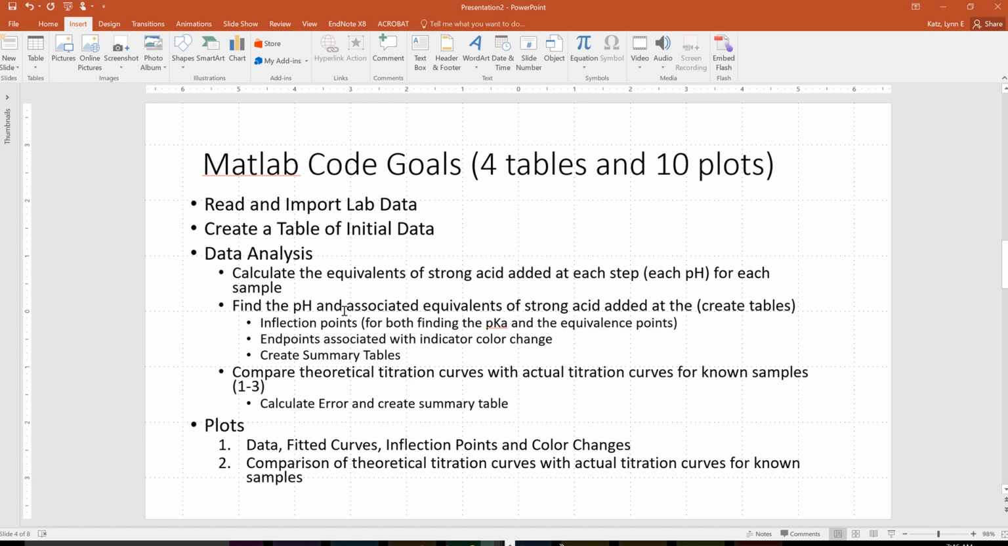Okay. So, once that's done, we also obtain plots. For each of the samples, we obtain plots that have the data on them, the fitted curves, the inflection points determined from the derivatives, and the color change. In addition, another 3 plots are created that compare the theoretical titration curves with the actual titration curves for the known samples, for a total of 10 plots.